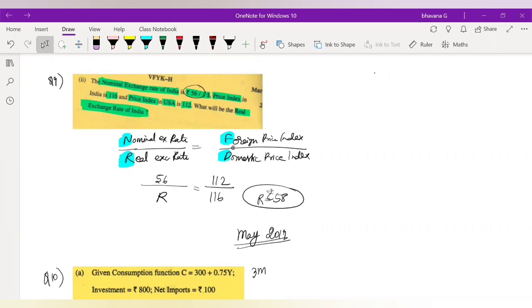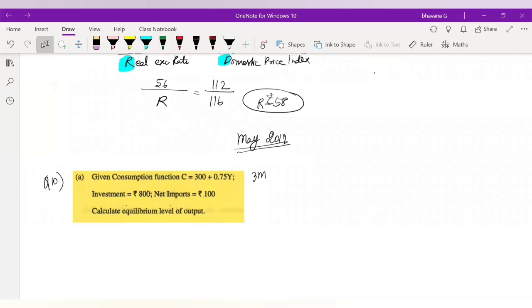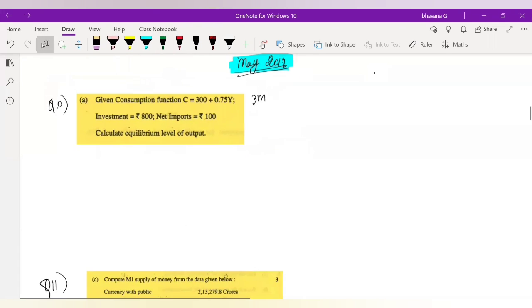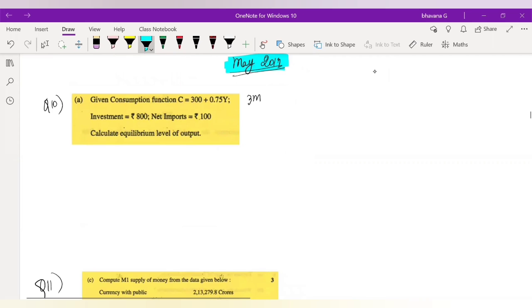Yes, so now we have completed our May 18 and November 18 question paper questions. Now we are going to move on to your May 2019 question paper question. Here they have given you the consumption function, they have given you investment, they have given you net imports, and they have told you to find the equilibrium level of output. I've already told you what the equilibrium level of output is, once again.